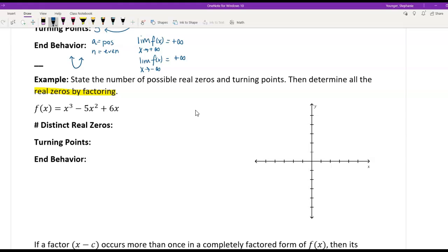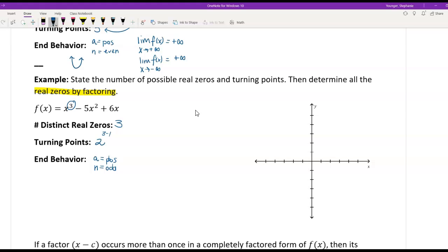So when we take a look, we have x cubed minus 5x squared plus 6x. Our highest exponent is 3, so there are 3 possible zeros. Turning points is the highest number minus 1, so we have 2 possible turning points. Our a of our leading term is 1. Our n is odd, so we have positive.